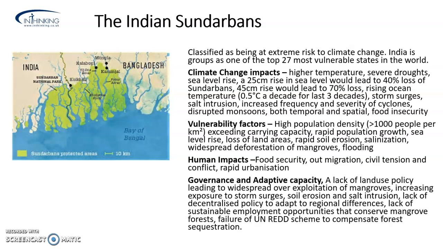So in terms of the adaptive capacity, again, there are real problems. There's a lack of land use policy. So this is what's led to the overexploitation of mangroves in the first place. This increases the impacts of storm surges on communities. It increases rates of soil erosion. It increases salt intrusion. And so there's no real decentralized policy, no regionalized policy for agricultural development. That's really lacking. And there's a lack of employment opportunities around sustainable forestry, which needs to be developed if they're going to respond to and manage the threats of climate change.